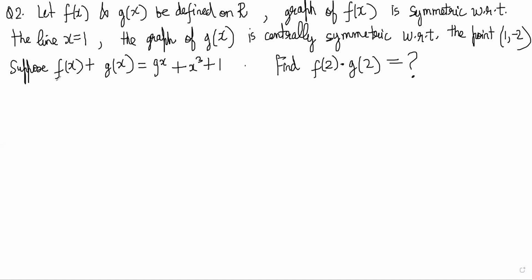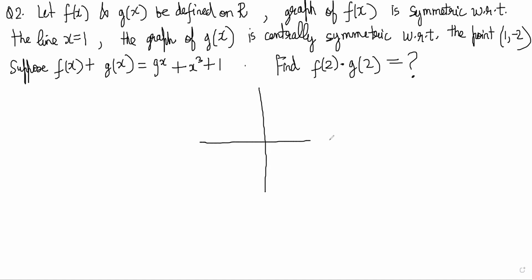So they have given us f of x plus g of x. We have to find f of 2 multiplied by g of 2. And we have been given some information that the graph of f of x is symmetric with respect to the line x is equal to 1, whereas the graph of g of x is symmetric with respect to the point 1 comma minus 2, right? So let's think about it.